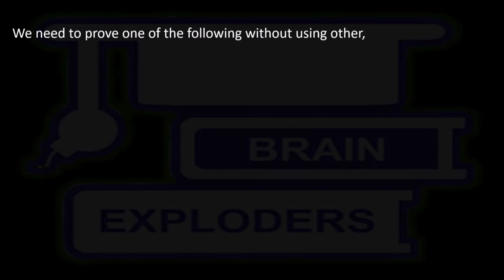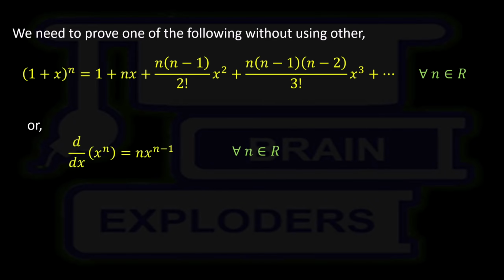So what we need to do? We need to prove one of the following without using the other. Either we have to prove that this series is working for all real numbers, or we can prove that this differentiation works for all real numbers. Okay, we should note that both of these are working for n belongs to natural numbers, right? We know that both of these are working for n belongs to natural numbers. Okay, still that is what we know.